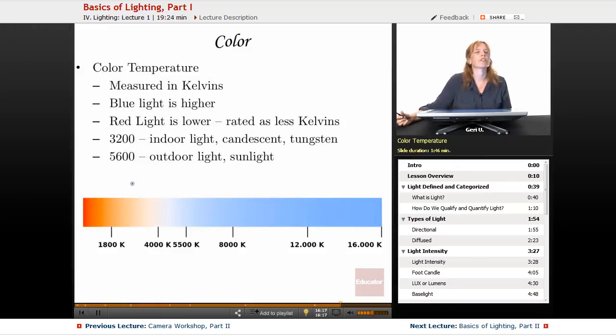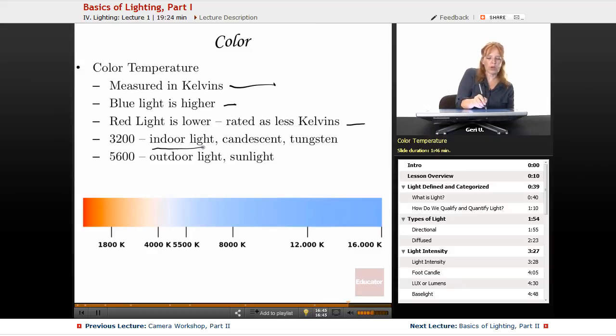Okay, color temperature. So just like with intensity, we have a way to measure color. And this can get just a little bit confusing in terms of the language, but we'll get into it. So color temperature is measured in kelvins. And blue light is actually higher in kelvins than red light. Red light is lower, and we talk about light being rated. So it's rated as less kelvins. And generally speaking, 3200 is our indoor light instruments, our incandescents and our tungsten light instruments. And 5600 is generally speaking our outdoor light, our sunlight.